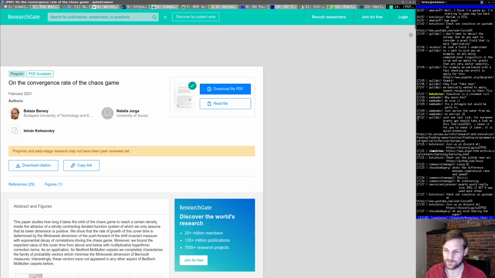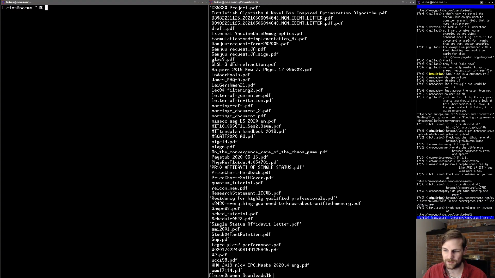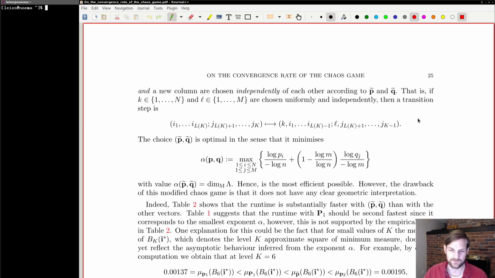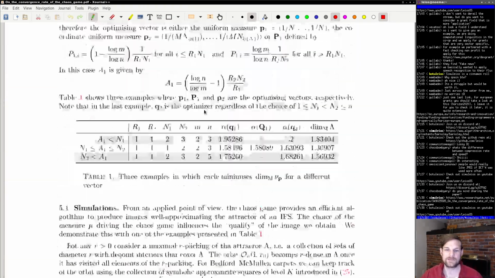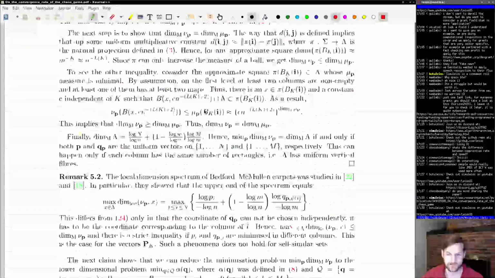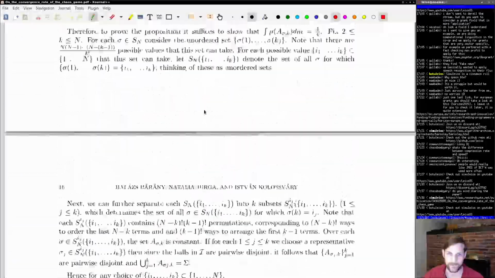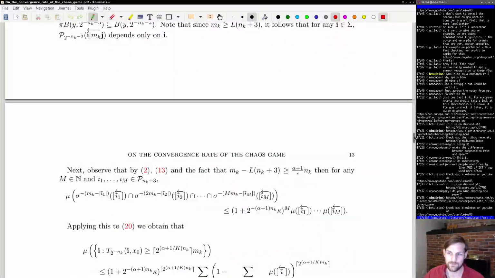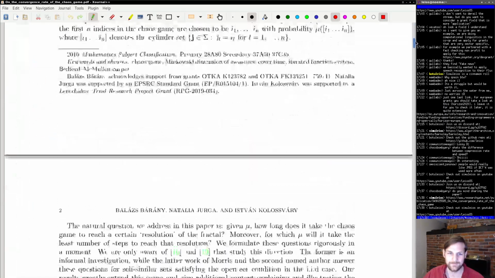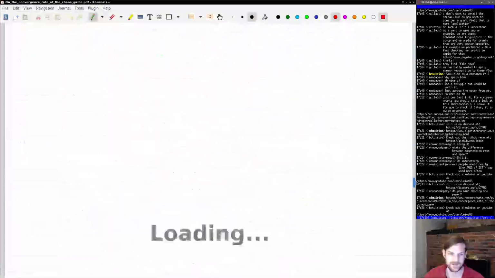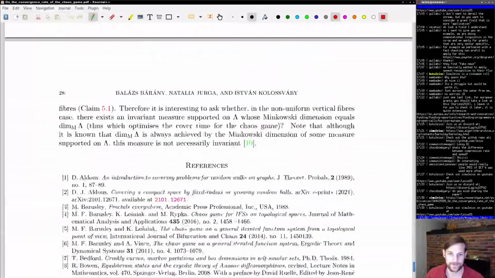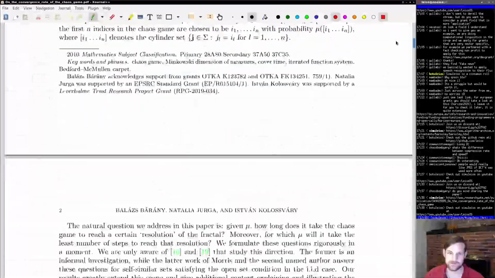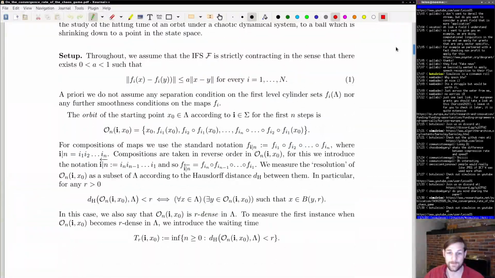So I'll open it up here on stream, and I'll explain why this might not be the best direction to go in. This is the paper on the convergence rate of chaos games. The reason this might be quite challenging to continue working on is that this paper is really dense. It is about 30 pages of rigorous mathematical definitions, and it's just hard.